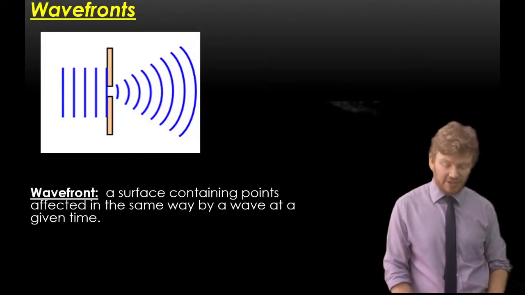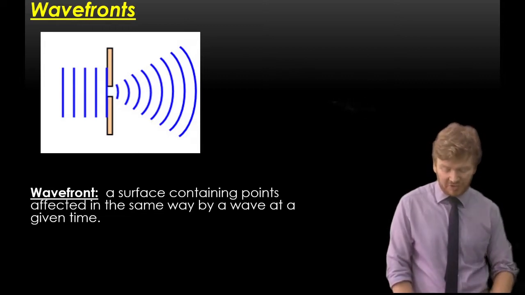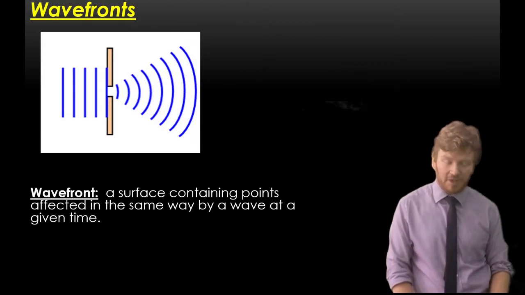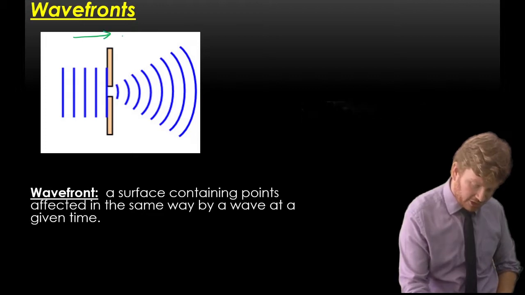Second thing we need to get the idea of is what is a wave front. So a wave front is a surface containing points affected in the same way by a wave at a given time. So what does that mean? Well, here is a wave. So I'm just going to draw in the direction of propagation again.